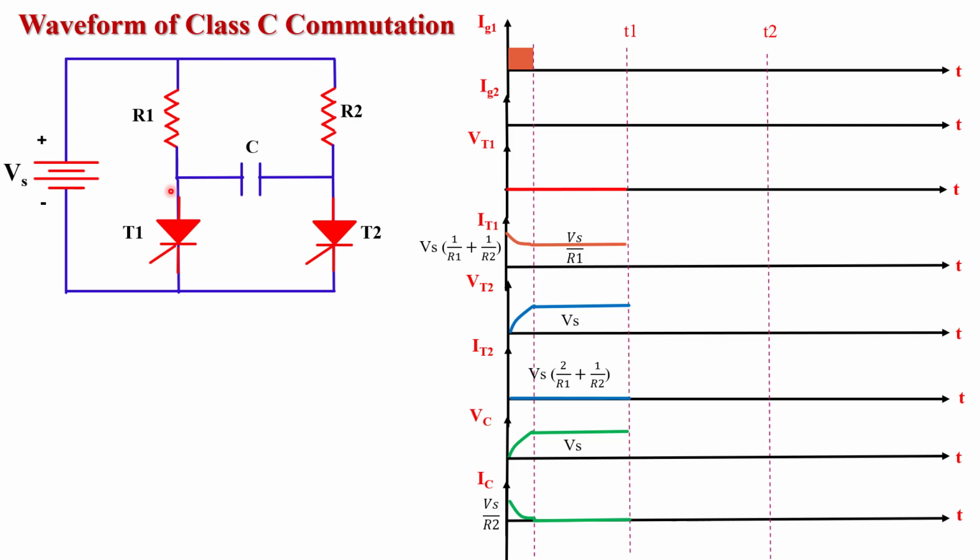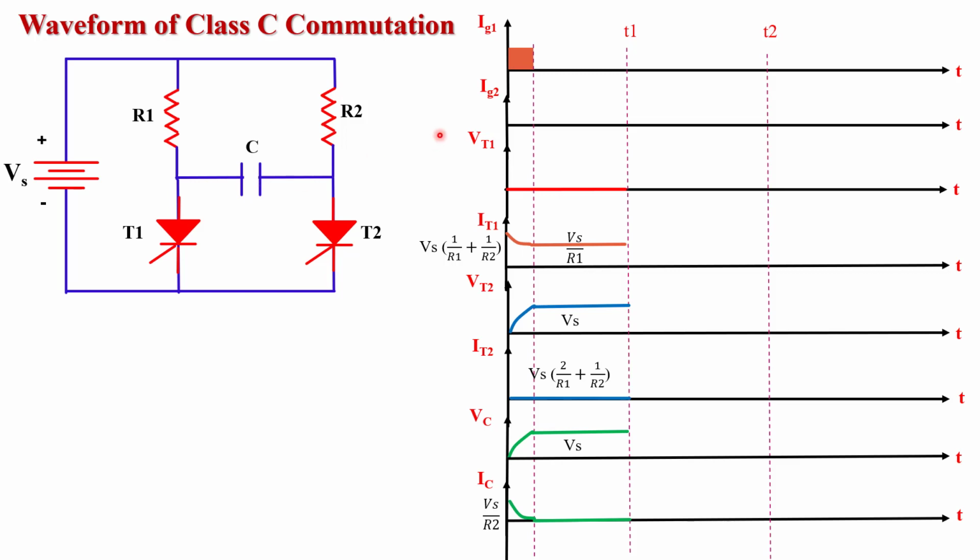This is the circuit diagram of class C commutation as I have already explained. Here we use Vs supply voltage, two thyristors T1 and T2, one commutating capacitor C in between the two thyristors, and two resistors R1 and R2. These waveforms we have to draw. Ig1 is the gate current waveform we apply to thyristor T1. Ig2 is the gate current of thyristor T2. Vt1 and It1 are the voltage and current across thyristor T1. Vt2 and It2 are the voltage and current across thyristor T2. Vc and Ic are the voltage and current across the capacitor.